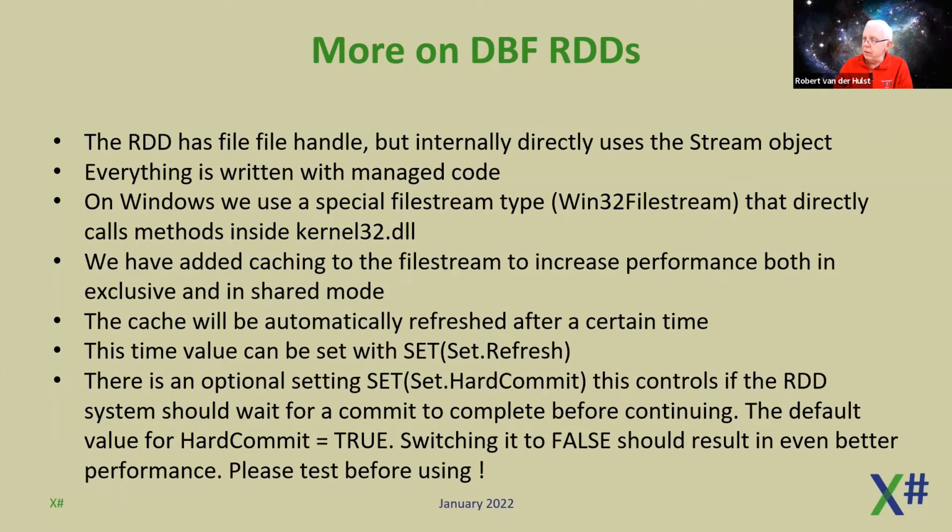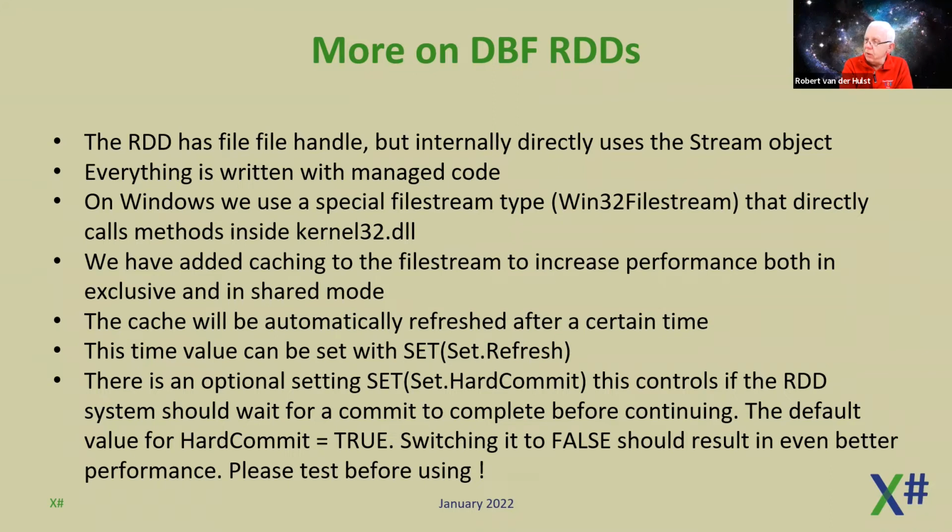And by using the cache now, we reduce the number of disk IOs, and that has a result that things are much faster. On top of that, we've also added a new setting called SetHardCommit. We got the idea for this setting from the people from Harbour, and the default is on. It controls if the RDD system should wait for a commit or a flush before continuing. The default is true, that means that it waits. If you switch it off, you can see that your program will probably run even a bit faster.